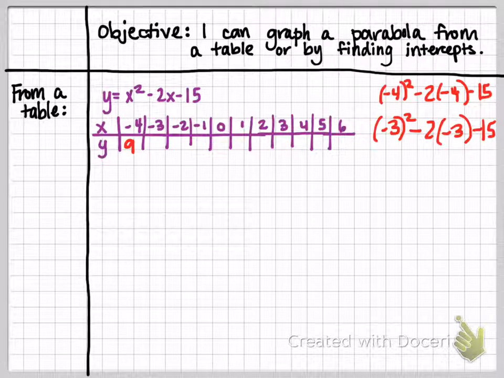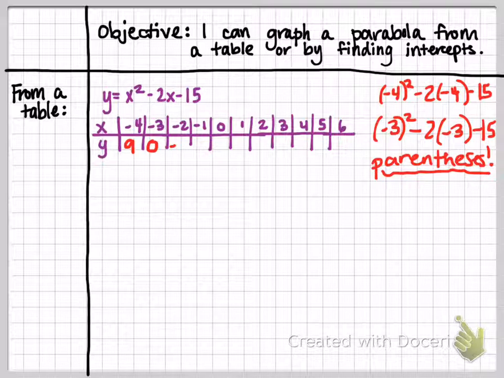Let's do it one more time together. I'm going to plug -3 in everywhere I see x. And so I do (-3) squared minus 2 times (-3) minus 15. I plug all of that into my calculator, or I do it in my head, doing 9 plus 6 minus 15. No matter what I do, I end up with an answer of 0. Okay, again, parentheses is the key here.